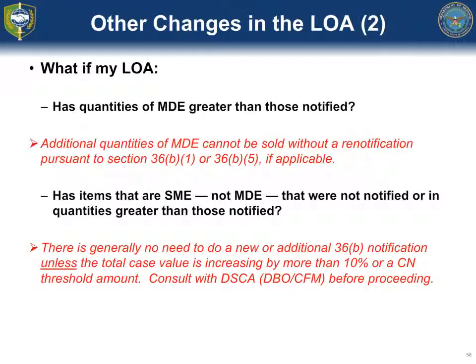What if my LOA has quantities of MDE greater than those notified? Additional quantities can't be sold without a re-notification of some type. What if it has items that are SME, not MDE, that were not notified or in greater quantities than those notified? Generally, there's no need to do an additional notification for those. Remember that our standard is MDE, not SME. Generally, no need to do a revised notification unless the total case value is increasing by that 10% or CN threshold amount.